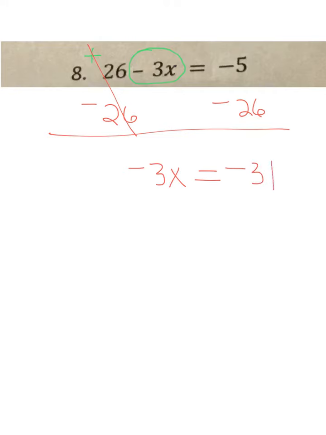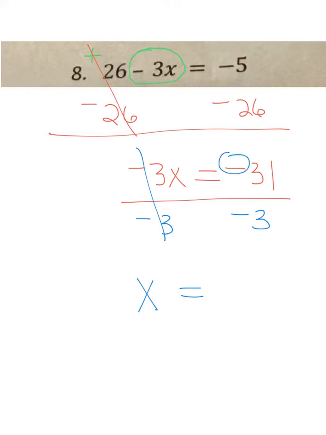Negative 3 times x, so that means I'm going to divide both sides by negative 3. All right, and we get x equals, these cancel out, 31 over 3. That does not simplify, which means we're not going to put it in a calculator. So we need to talk about these two negatives. For some of you, your biggest mistake is remembering two negatives make a positive. So my answer is just 31 over 3.